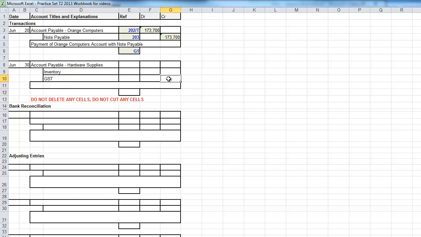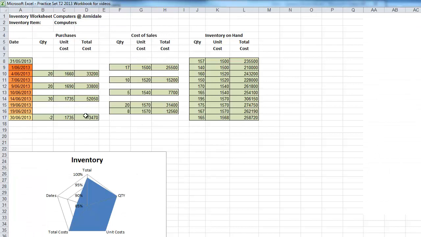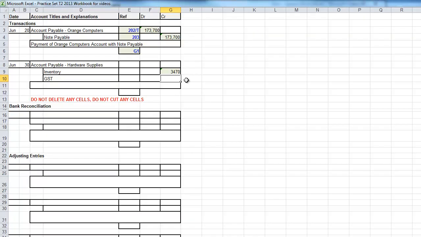So inventory is going to be, I'm going to put in a minus here because we've recorded this as a minus over here. So that will make it a plus. So inventory is 3470. You can just write in 3470. We know our GST is going to be 10% of this, 347. So therefore our accounts payable is going to fall by these 2 amounts added together.